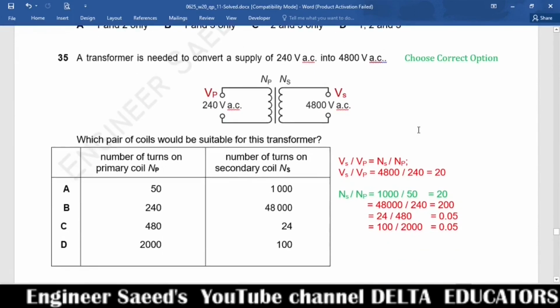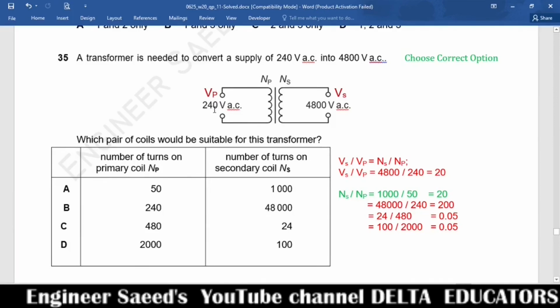Question number 35. A transformer is needed to convert a supply of 240 volt AC into 4800 volt AC. Which pair of coils would be suitable for this transformer? Here we have a transformer. In this transformer, this is the primary side and this is the secondary side. Here it is given Np. Np means number of turns on the primary side. Here it is given Ns. Ns means number of turns on the secondary side.